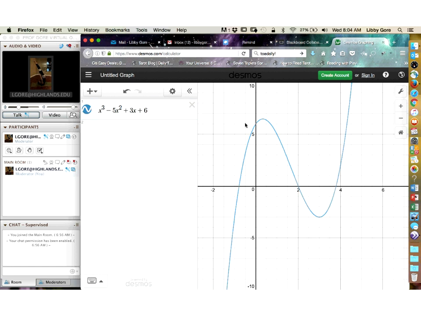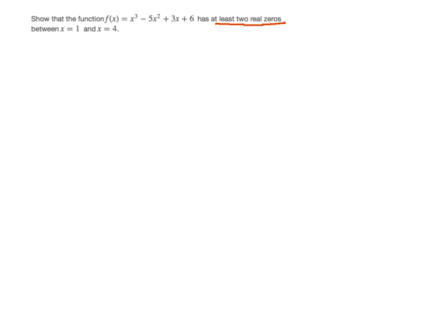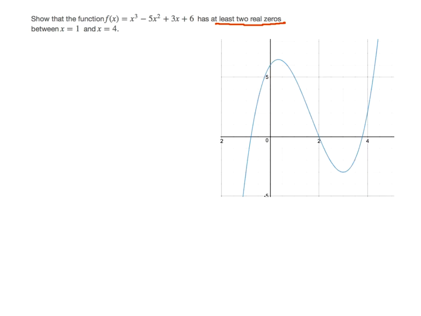Okay, that's more true to the shape there. All right, let me grab the part we want to work with. And now we'll go back to our whiteboard, and we'll show algebraically that this thing has two zeros between those values. Okay, there's our graph.